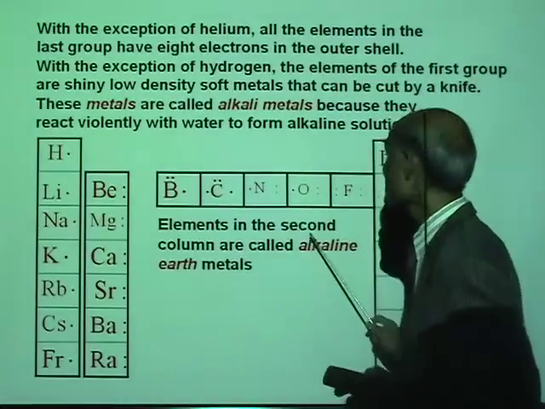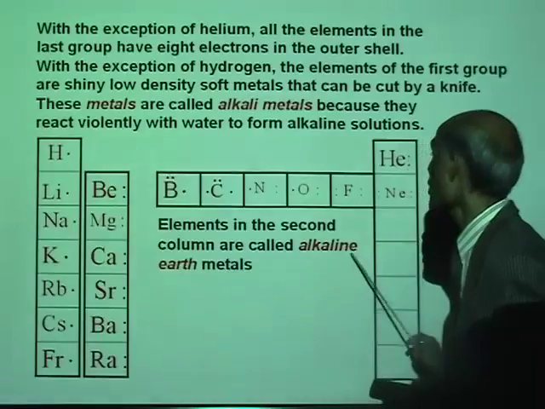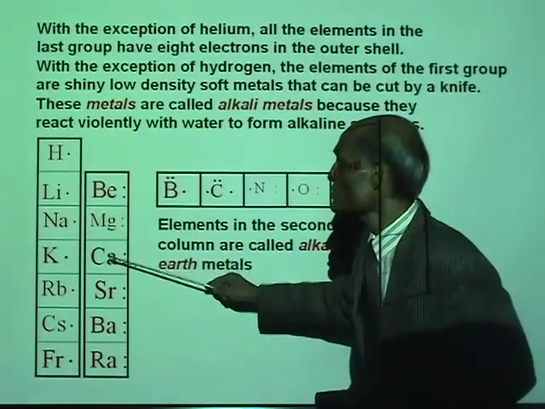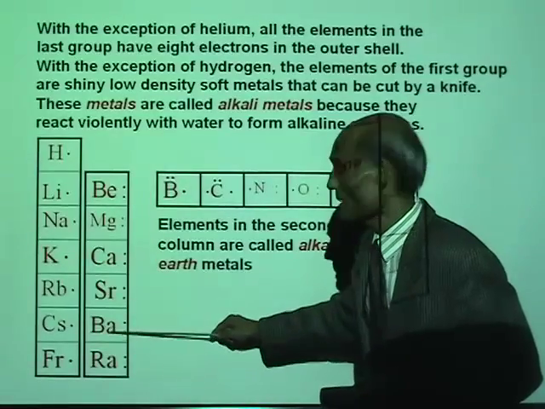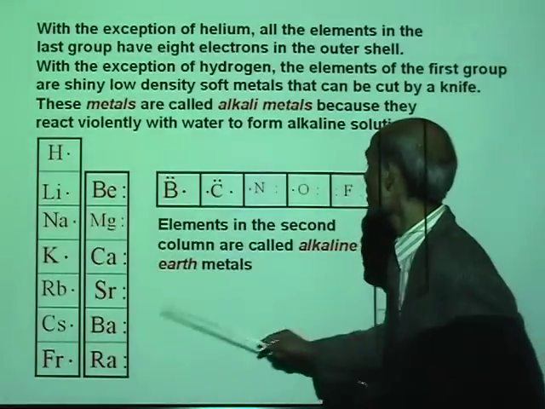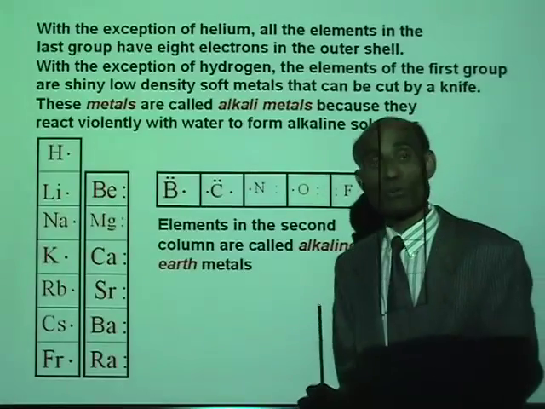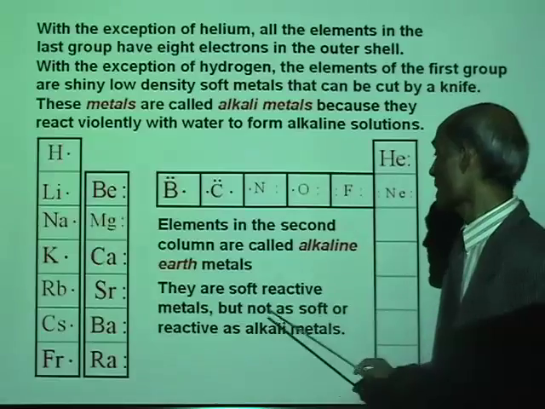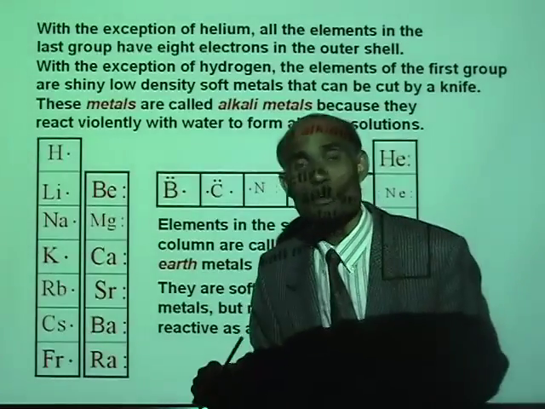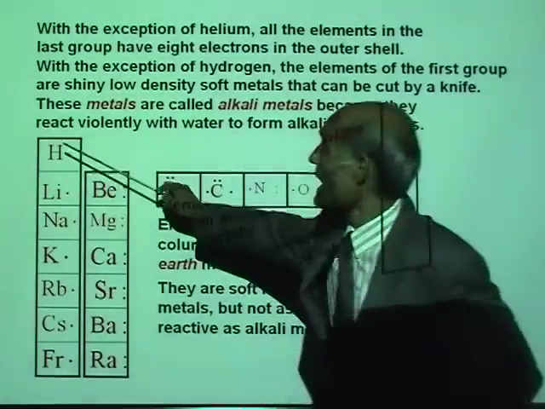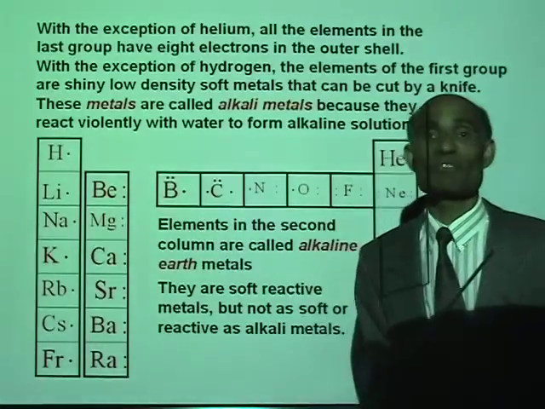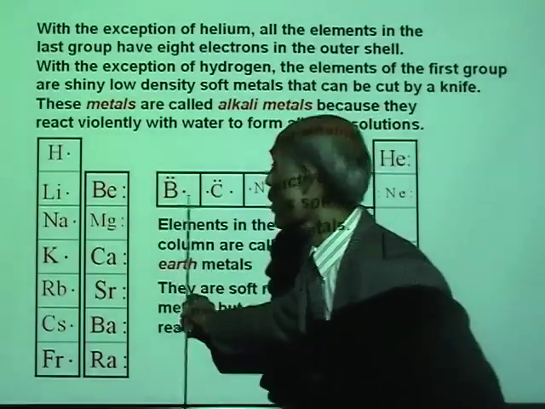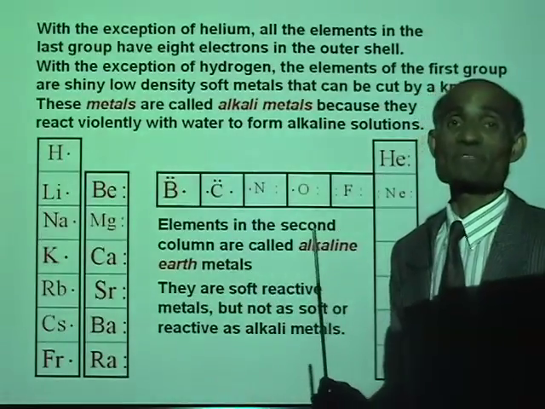Elements in the second column are called alkaline earth metals: beryllium, magnesium, calcium, strontium, barium, radium. They are soft reactive metals, but not as soft or as reactive as the first group of elements. The first group of elements are the most reactive of all these elements on the left side.